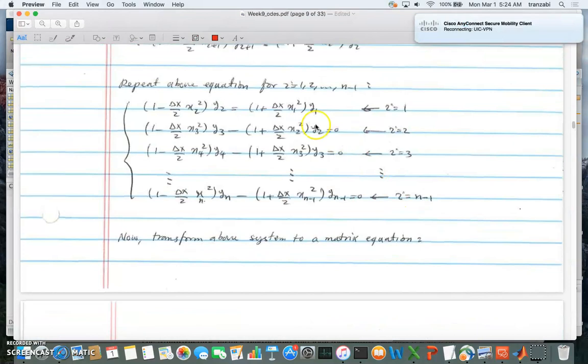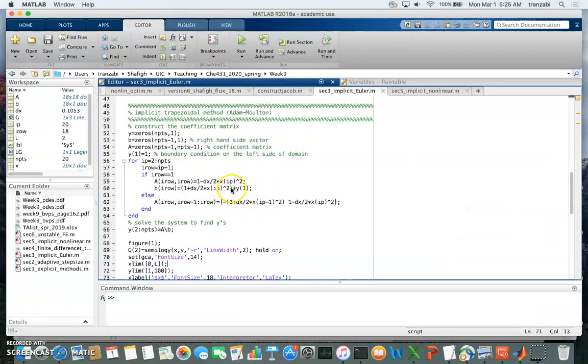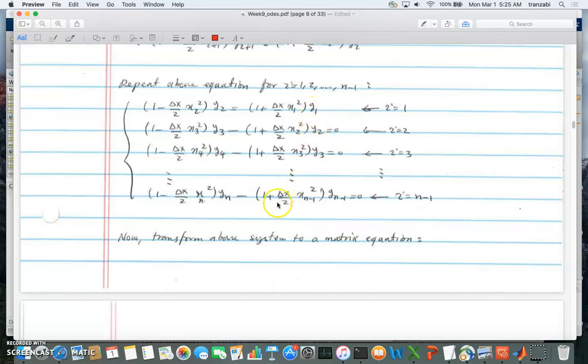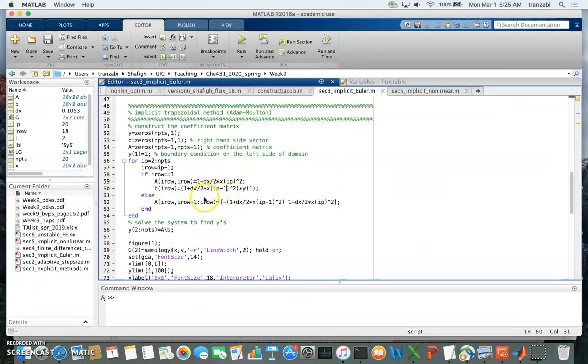And that should be right here. So my first B is going to be 1 plus del x over 2, x1 raised to the second power times y1. And when I row is equal to 1, IP is equal to 2, so actually this should be -1 as well. I'm sorry, no, this is actually right, this one should be -1. Because when I row is equal to 1, IP is equal to 2, then this should be x1 raised to the second power times y1. And that's what I have here, x1 raised to the second power times y1. Okay? And that should be the plus sign, right.